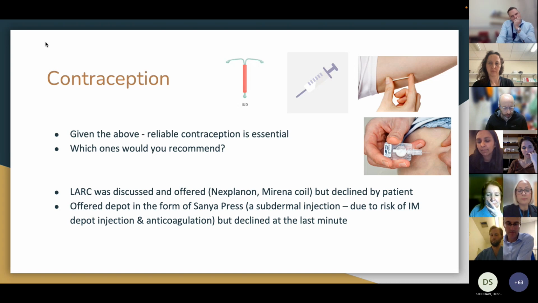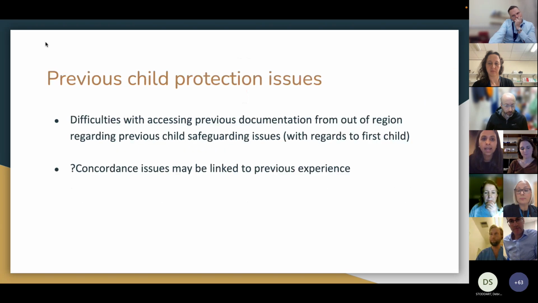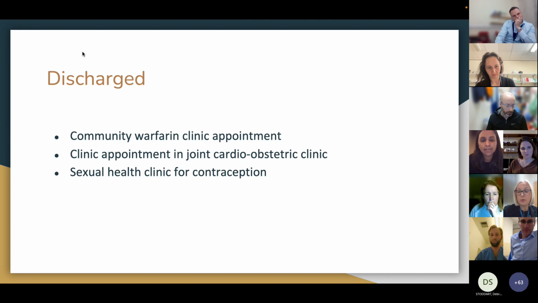But what we did is we referred her to the sexual health clinic, with the hope that she would attend. With regards to the previous child protection issues, again, I already mentioned my difficulty with access from previous records, but we wondered whether some of the concordance issues may be linked to her previous experience and these previous safeguarding issues. Essentially she was discharged with 3 follow-up appointments: one with the community warfarin clinic, we arranged a very soonish appointment to the joint cardio-obstetric clinic, and a sexual health clinic appointment.